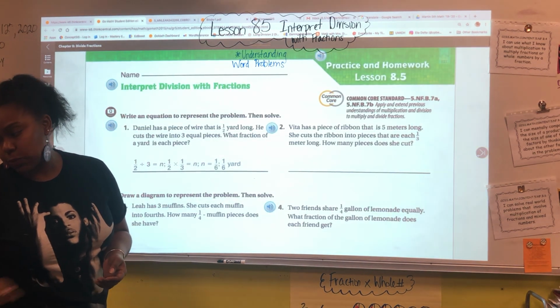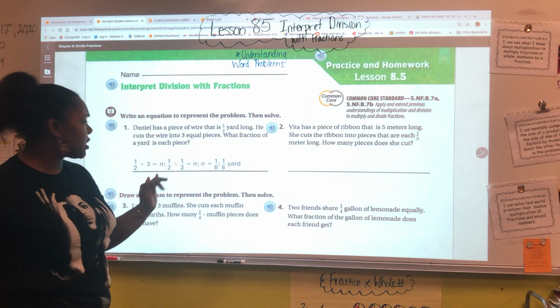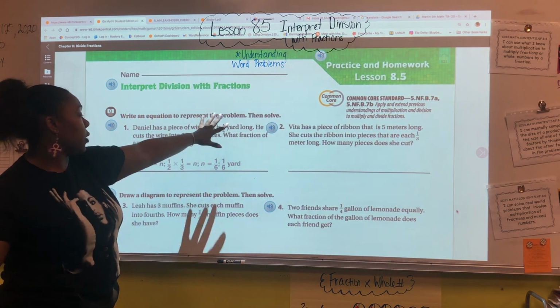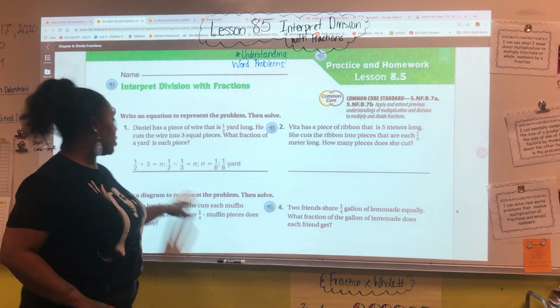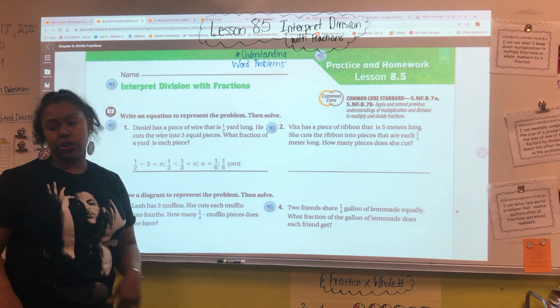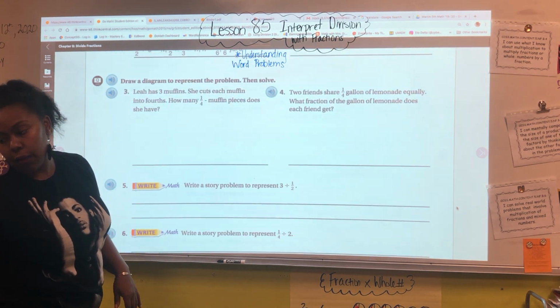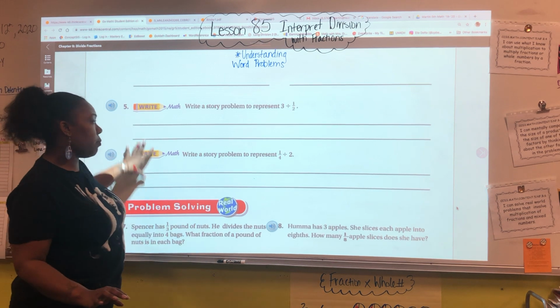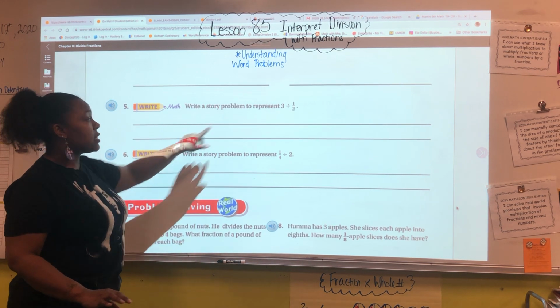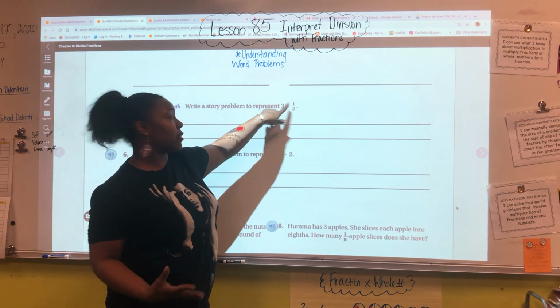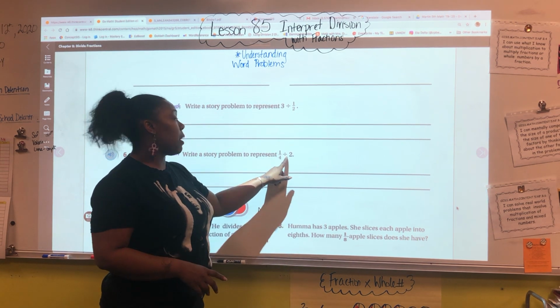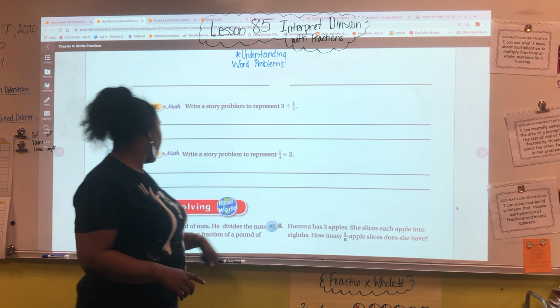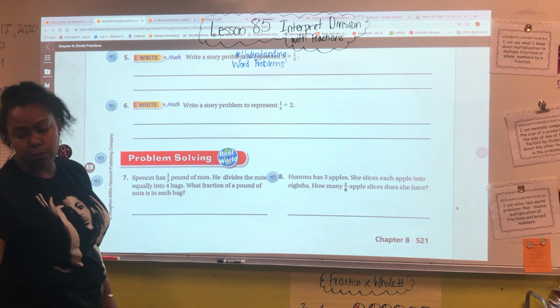And then, last but not least, this is the homework page. You are going to be reading them, write the equation first, and then solve it. So I should see the equation, and then I should see your answers too. And then down here, of course, more practice writing a problem. Same thing, one's going to start with a whole number that you're dividing into pieces. The other one's going to start with a fraction of something that people are going to be sharing, okay? And then there are 2 more problems at the bottom.